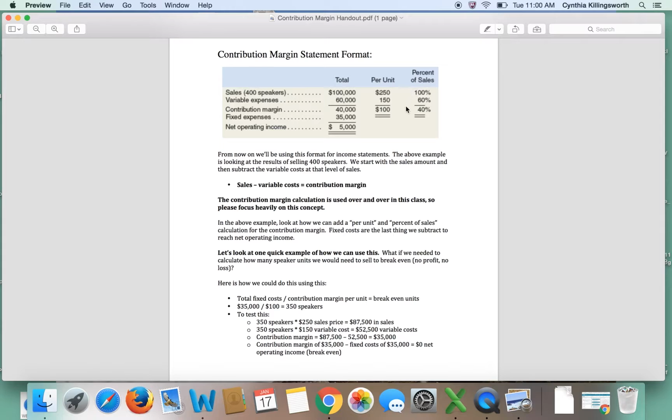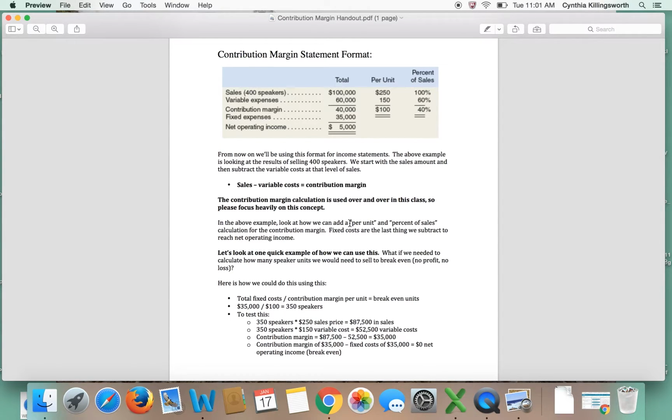And we can also look at percentage amounts. So the variable expenses represent 60% of the sales amount, and the contribution margin is 40%. The reason why this statement is really important, and we'll end up using it throughout the term, it's very powerful, is that it tells us how much of a contribution margin we're going to generate after our variable expenses that we can use to cover our fixed expenses.